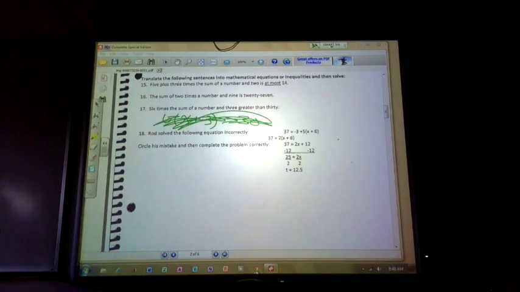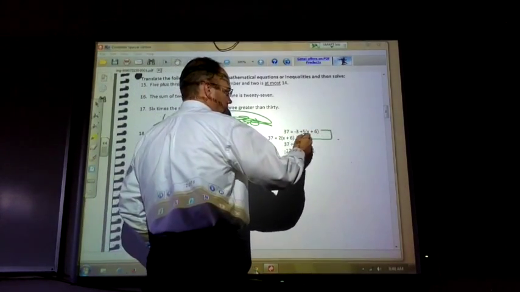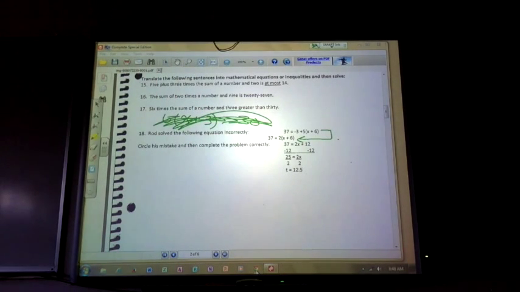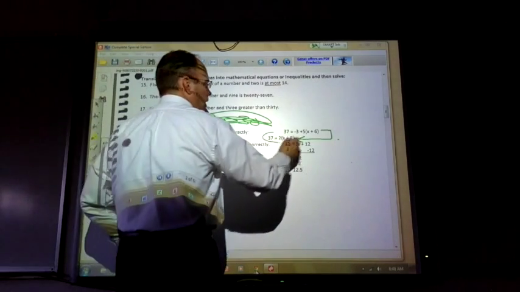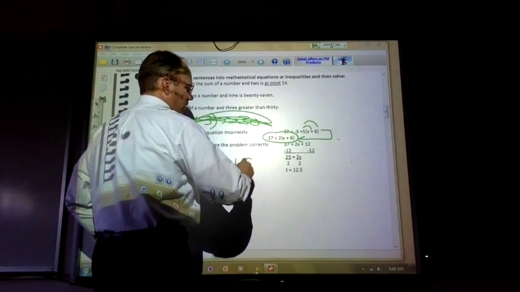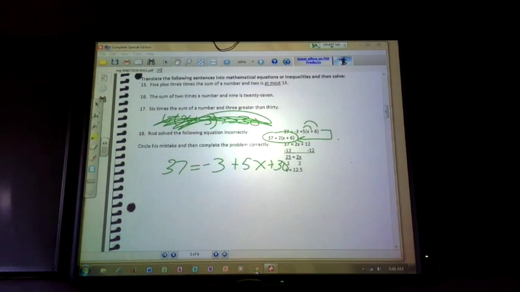Okay, and then Rod. Do we have anyone named Rod in this class? So let's make fun of him. All right, Rod solved the following equation incorrectly. So let's see. What did Rod do supposedly between here and here? Yeah. He decided that he should do 3 and 5 before, instead of doing the order of operations and doing 3 times x and 3 times 6. Good. So this is the wrong way to do it. He should have distributed over. That would have given us 37 equals negative 3 plus 5x plus 30, and then solve that. And that should have been where the error had taken place.